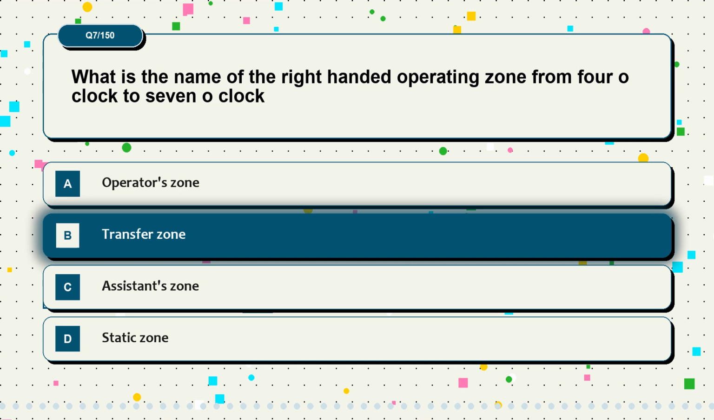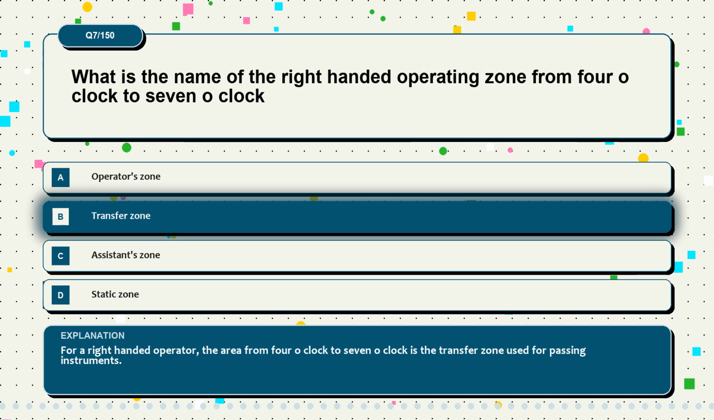The correct answer is option B, transfer zone. For a right-handed operator, the area from 4 o'clock to 7 o'clock is the transfer zone used for passing instruments.